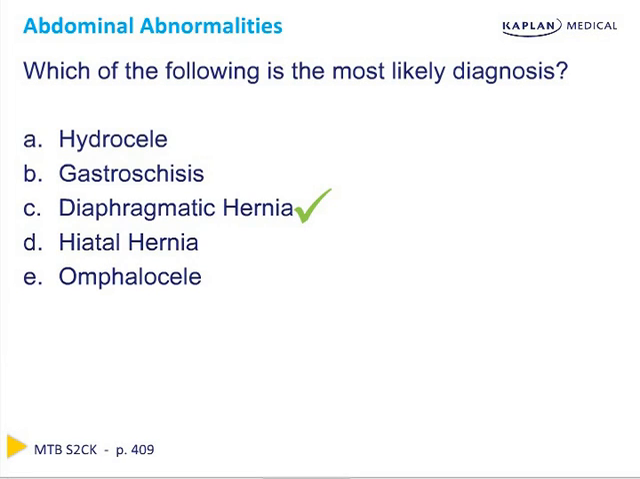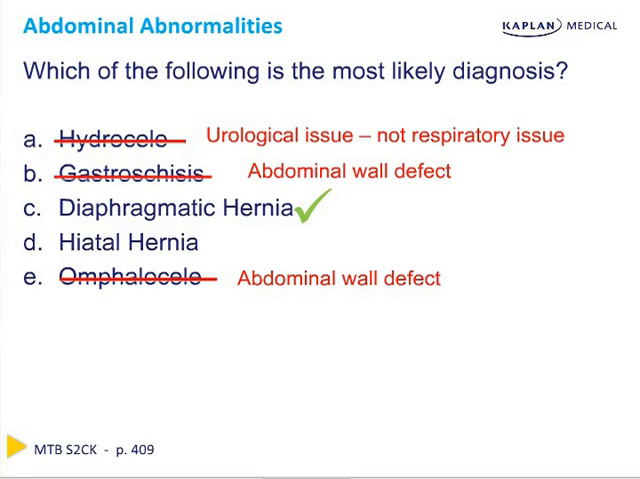We'll go over that in more detail in just a moment, but let's finish ruling out the rest of our answer options. So a hydrocele, I hope you remember from your urological lectures, because that's a urological issue. It's too far south to be a respiratory issue. Gastroschisis and omphalocele are both abdominal wall defects, so they lead to your gastric contents ending up in the amniotic space, but not in the chest cavity, so they would not lead to respiratory distress. They're an entirely different issue. And hiatal hernias are really seen in adults. They're a common cause of GERD and not the answer here. Let's focus more on diaphragmatic hernia for just a moment.